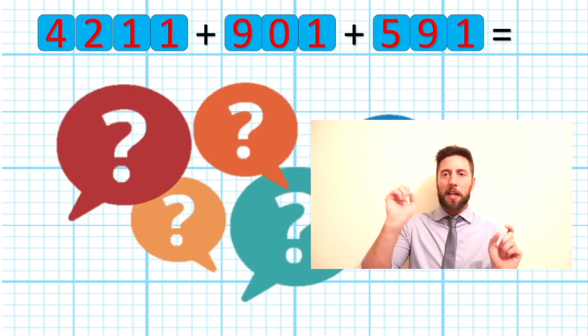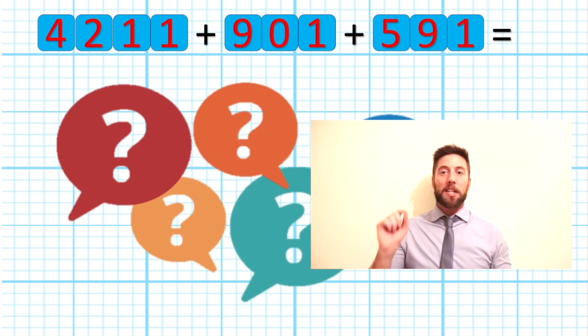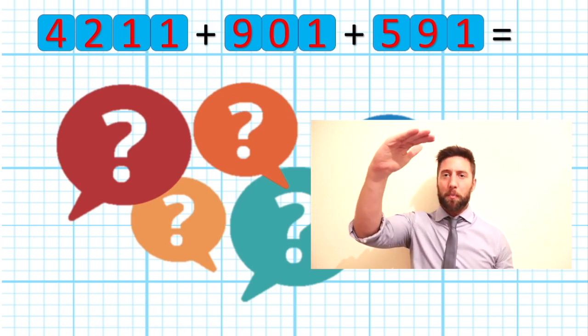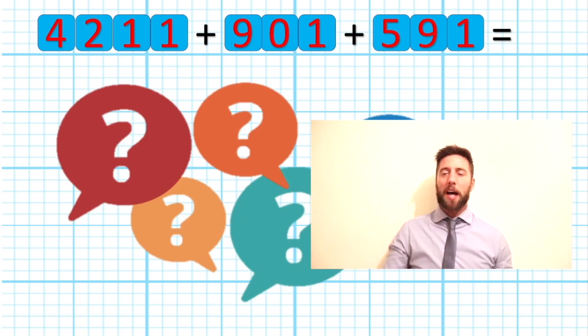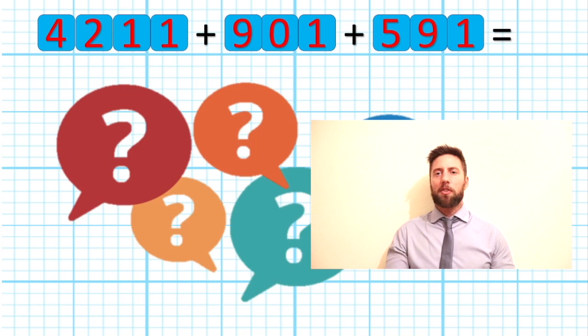Now, I've got 3 numbers here. That's a little bit different, but it's not harder. It just means we've got 1 extra row to add up. Okay, so have a little go at that. If you need to, press pause. I'm going to flash the answer up in 5, 4, 3, 2, 1.